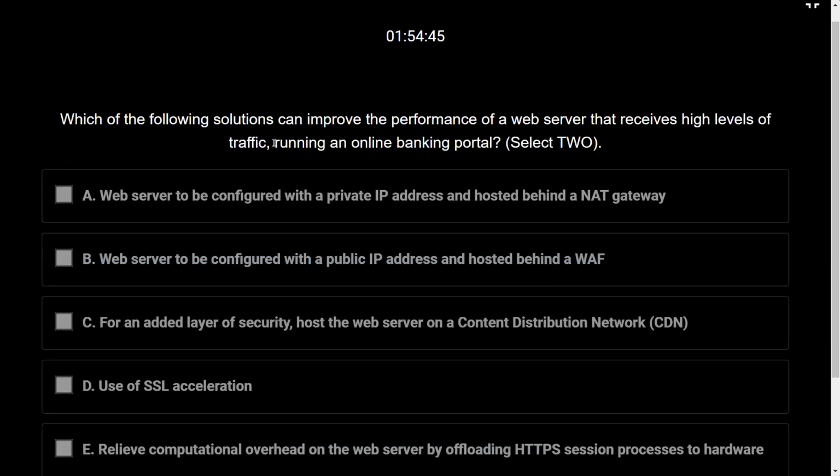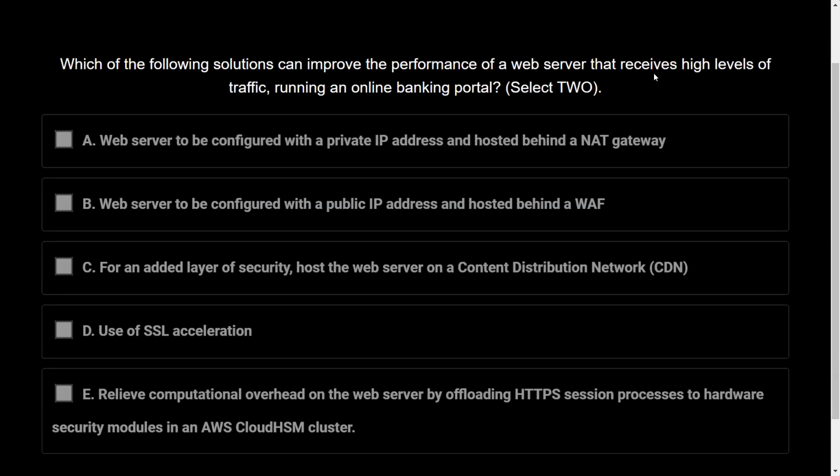Which of the following solutions can improve the performance of a web server that receives high levels of traffic running an online banking portal? A, web server to be configured with a private IP address and hosted behind a NAT gateway. B, web server to be configured with a public IP address and hosted behind a web application firewall. We are selecting 2 anyway.